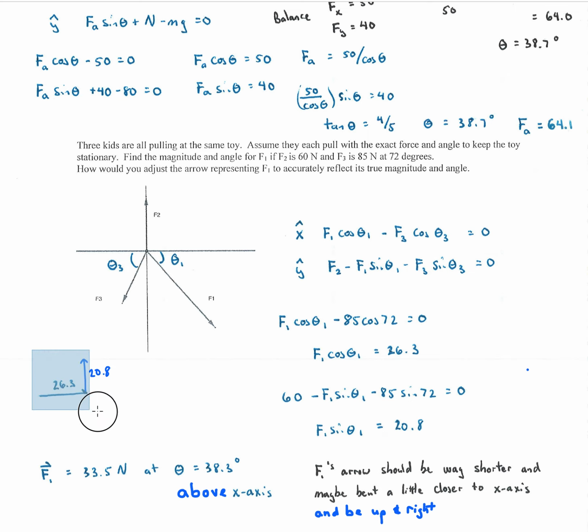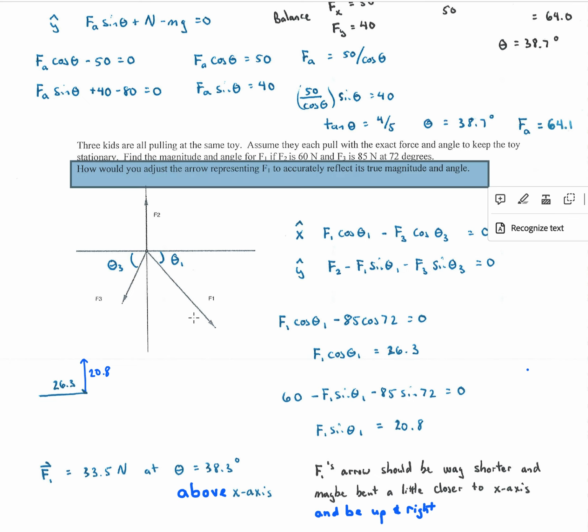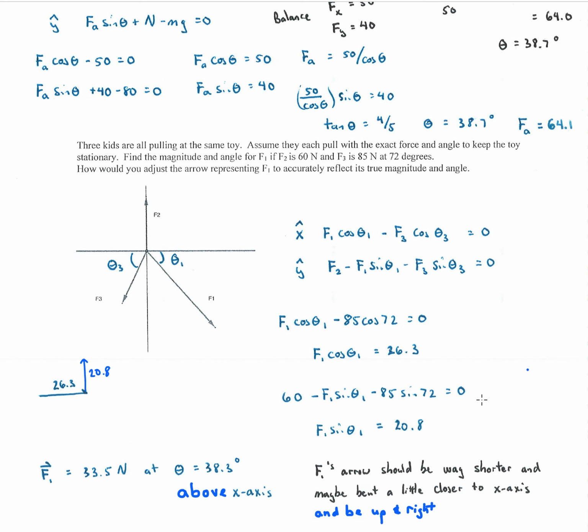And so what I did here is I used those and I drew that picture, and then I used the Pythagorean theorem to find 33, and inverse tangent to find the angle. This is a picture that I didn't feel like changing because it's kind of a trick one, but how would you adjust the arrow to reflect what kid 1 truly has to do? Well, you just said it. Kid 1 has to pull to the right and up. So really, F1's arrow should be much shorter, and it should be up and to the right. F1 really should be drawn up there, based on all of these things canceling out. Again, think that through.